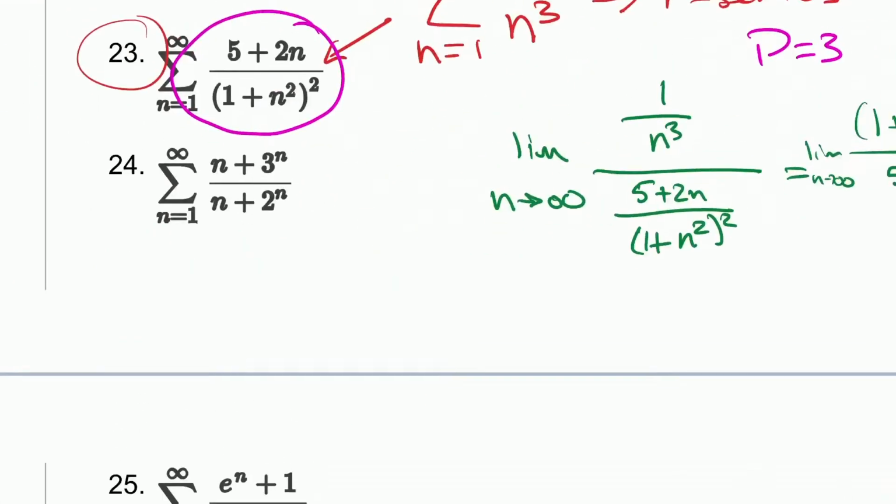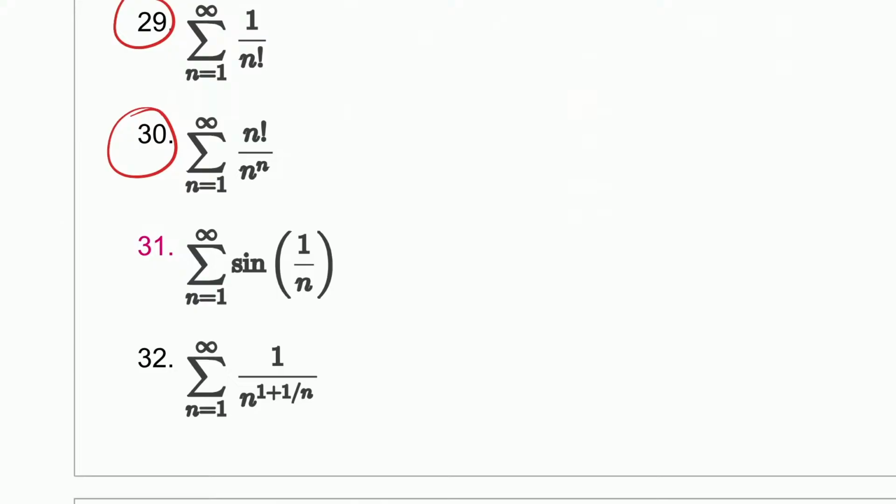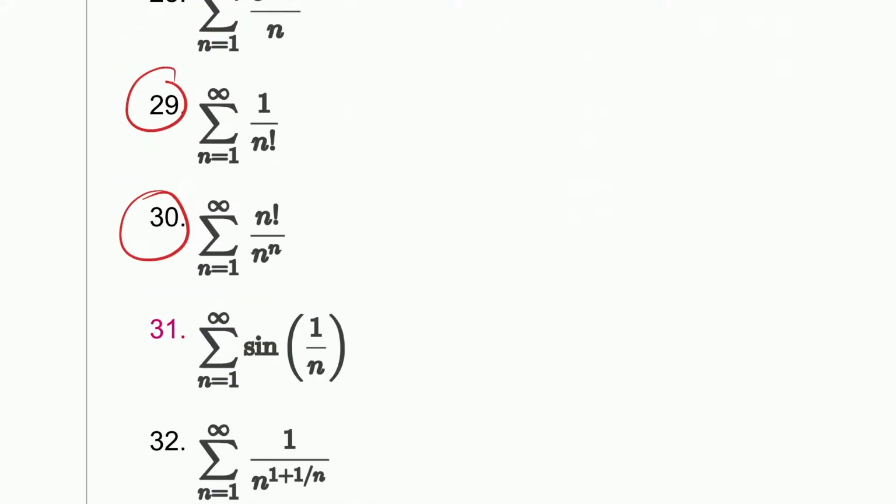Let's take a look at these factorials just briefly to see how I might do this. So this, n factorial over n to the n. Okay, first of all, 1 over n factorial. How are we going to do this? The way I would do this is I would say that 1 over n factorial is going to be smaller than 1 over n squared, as long as n is greater than or equal to 4. So you might say, how do you know that?